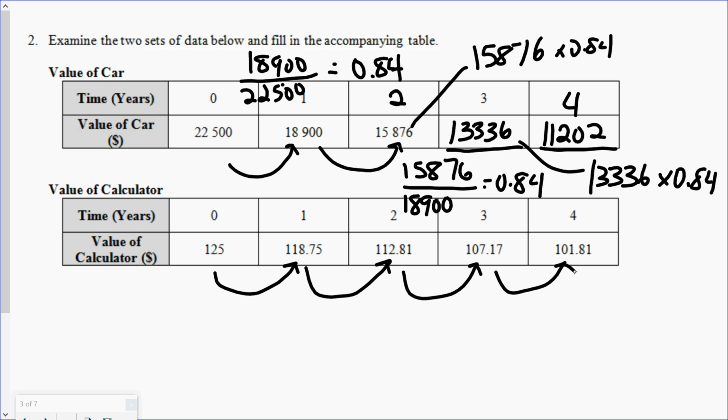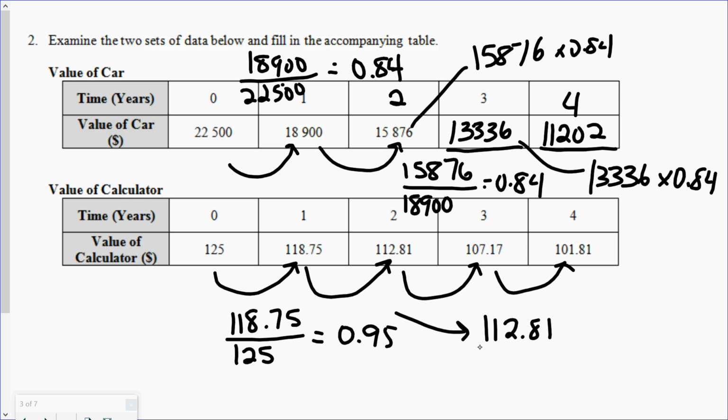So what we wanted to figure out is how much value it is actually losing from year to year, or how much remains, I guess, is what we're actually looking at. How much of the value remains after 1 year. So taking 118.75 divided by that original value, 125, gets me 0.95. I could do the same thing between years 1 and 2, so 112.81 divided by 118.75, that gets me 0.95.